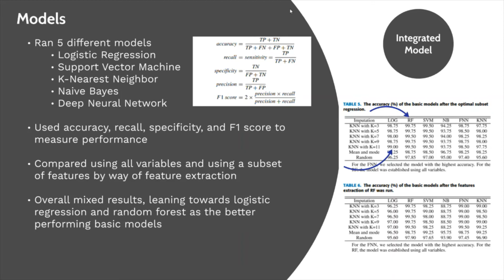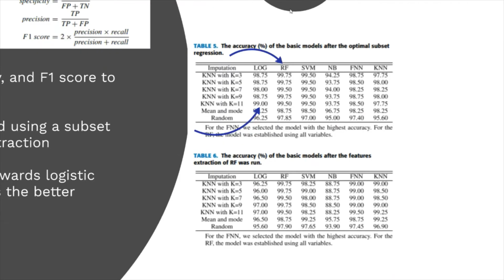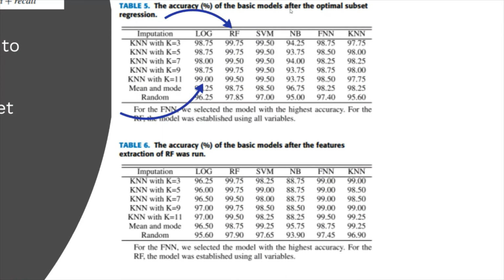Overall, there were mixed results, but leaning more towards random forest and logistic regression as the better performing models. Random forest achieved the best performance with 99.75% diagnosis accuracy. However, because of the mixed results, there is still some room for improvement, and perhaps an integrated model would be better suited.